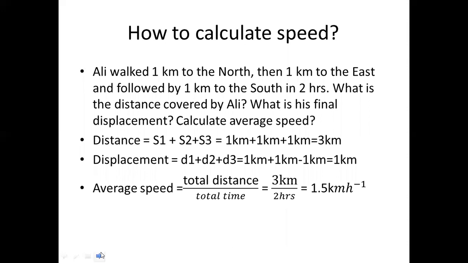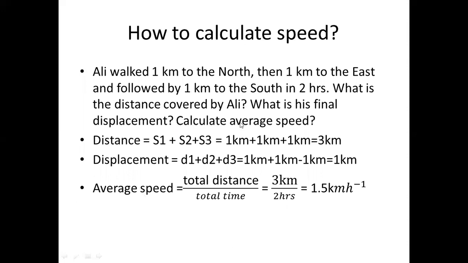How to calculate speed? We are going to continue the same example which we discussed before when we were calculating distance and displacement. We're going to see how to calculate average speed in this case. So Ali walked 1 kilometer to the north, then 1 kilometer to the east, followed by 1 kilometer to the south in 2 hours. What is the distance covered by Ali? What is the final displacement?